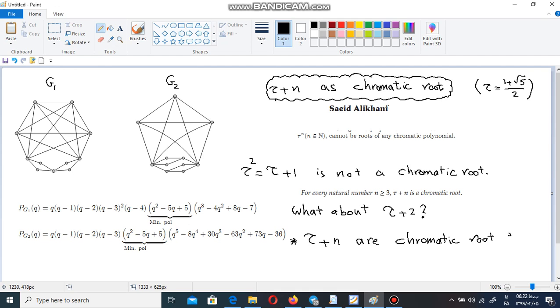for any n greater than or equal to 2. But for n equal to 0 and 1, tau plus n cannot be a chromatic root. Thank you very much. Bye.